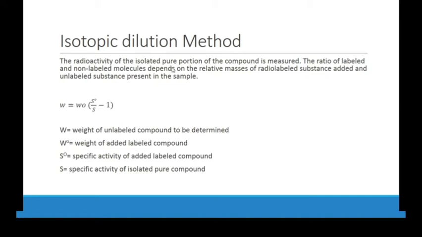The radioactivity of the isolated pure portion of the compound is measured. The ratio of labeled and non-labeled molecules depends upon the relative masses of the radio-labeled substance added and the unlabeled substance present in the solution. So you have to dilute with radioactive sodium. In this example it is radioactive sodium, but you can have any molecule. You extract it, measure the specific activity of the extracted pure compound, place all the values in the equation, and then you have the weight of the unlabeled compound to be determined. So this is the simple isotopic dilution method.